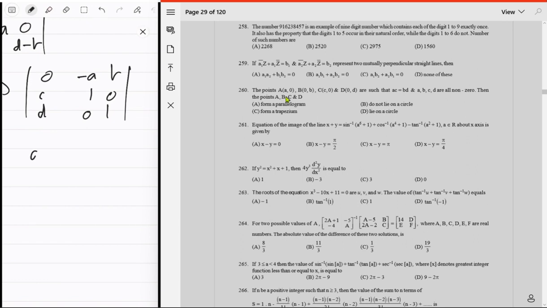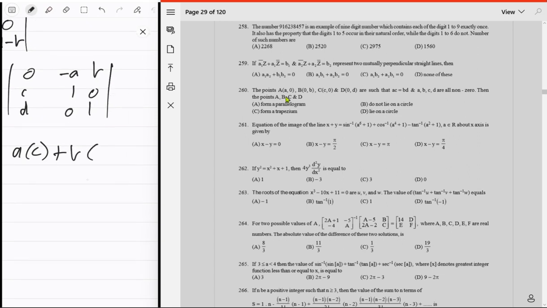What do you get? Just a times this thing, that is c, that one is gone. And then plus b times, so that goes, just negative d. Oh, okay, like ac minus bd comes here. That is this. So this becomes 0. They do lie on a circle. So D is the answer.